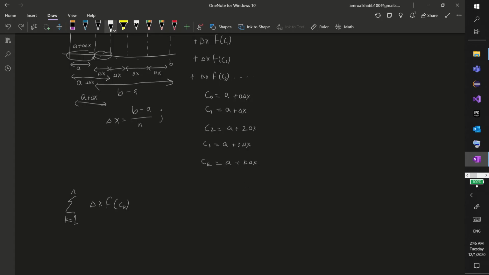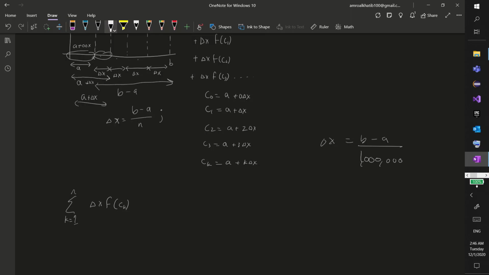But here's the thing. N needs to be extremely big. N is not going to be 5 or 6. N is going to be like a million. Let's say it's going to be a million, a very, very, very big number. So delta x is going to be b minus a over a million, let's say.